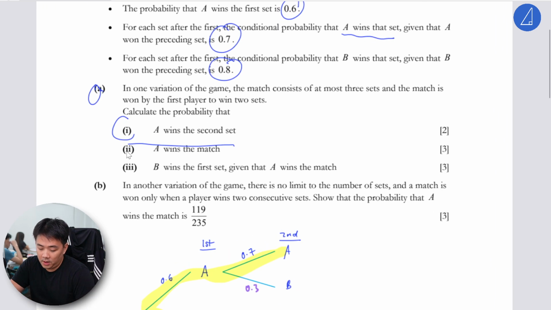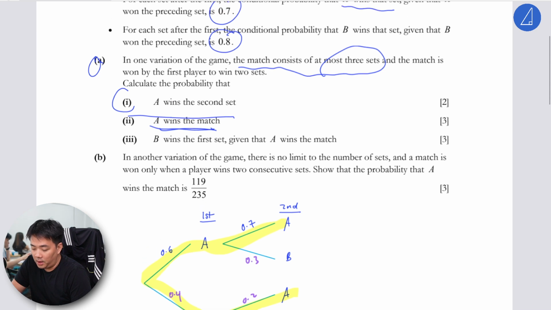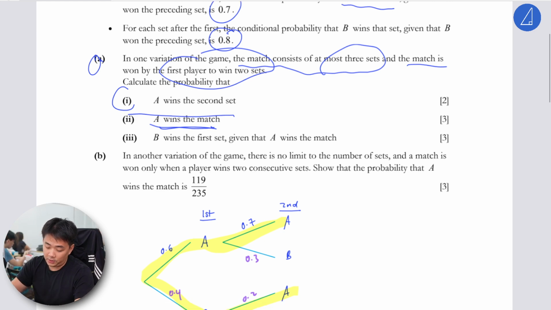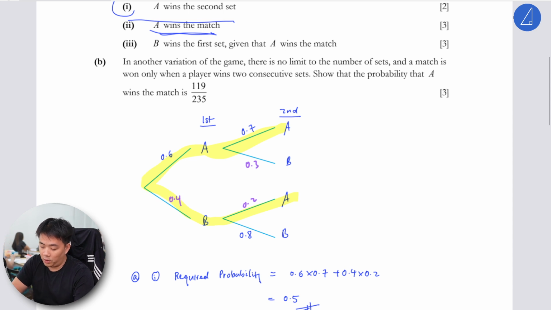So then for part B, you want A wins the match. In one variation of the game, a match consists of at most three sets, so you could just branch it out. The match is won by the player who first wins 2 sets. Calculate the probability that A wins the match, the entire match. So this will mean that you already won the match here. So there's the third set here, so I'm going to extend this branch here. This one would mean that B already won, so you don't need to extend. So what you need to extend is just these two guys here.